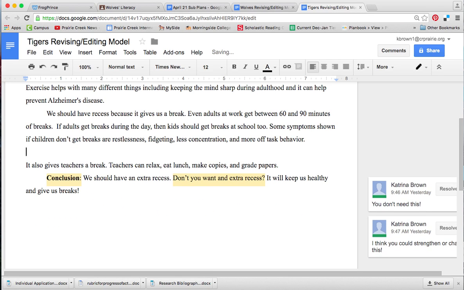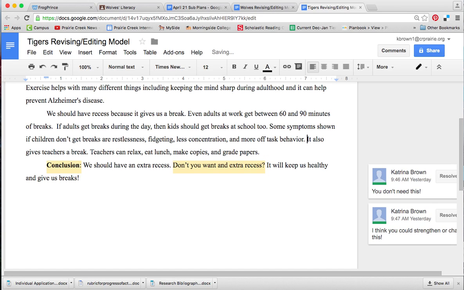Don't get scared. People get scared. And then it says it also gives teachers a break. Teachers can relax at lunch, make copies, and grade papers. So I think this is still part of this paragraph because it's all about breaks. I'm going to get rid of the word it and say recess also gives teachers a break.